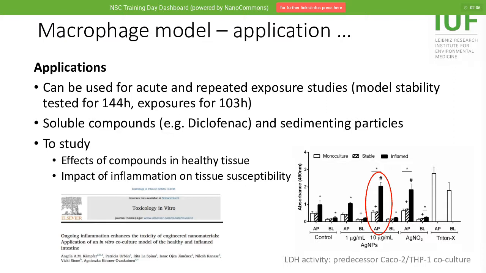We have also used the model for soluble compounds, for instance, diclofenac as a chemical control, but as said before, mainly sedimenting particles. The model can be used to study the effects in a healthy tissue, but also to have a look at whether ongoing inflammation is actually having an impact on tissue susceptibility. We have shown this with a predecessor model already and published it earlier this year, that ongoing inflammation actually enhances the toxicity of silver nanomaterials. And we hope, of course, to see a lot more of this happening in the future.